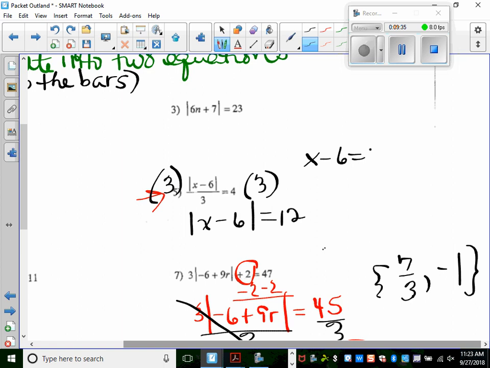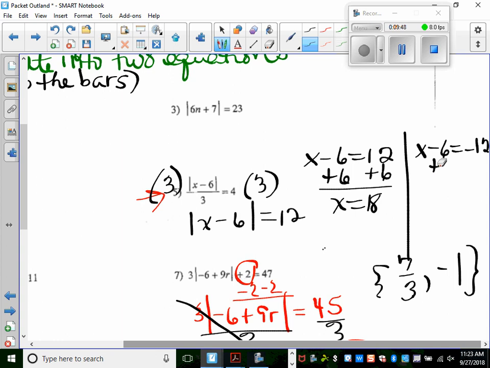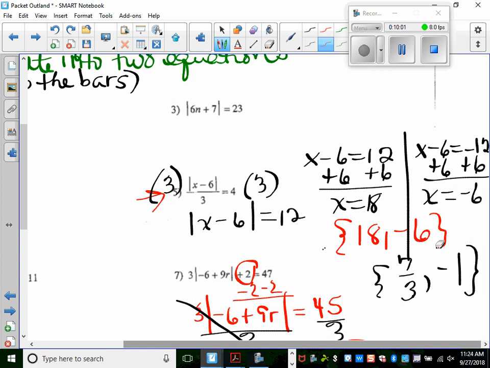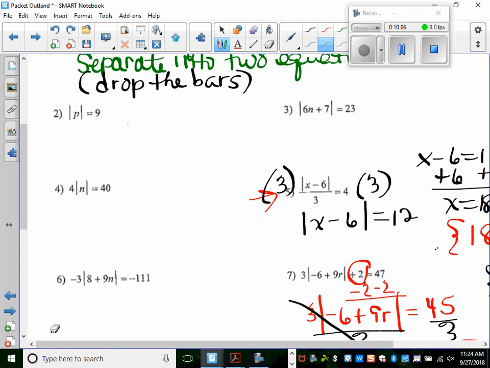x minus 6 equals 12, and x minus 6 equals negative 12. Add 6, you're going to get 18. Add 6, I'm going to get negative 6. Then you just use your set brackets and put 18 and -6. Is that pretty easy? Everyone in here knows how to isolate something from an equation. We'll do number 4, and then we'll move on to the next page.